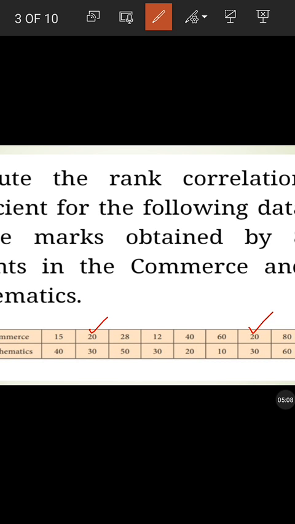Then we have 30 repeated 3 times in mathematics. The other marks are given only once. So how much 1 by 12 should we apply here? We have to apply 1 by 12.